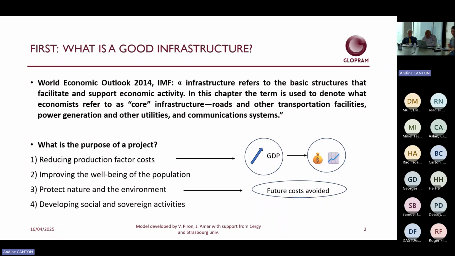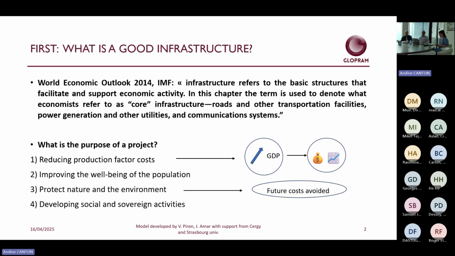Protect nature and environment. This is something else. It is crucial to avoid future expenses. But in fact, it is like an insurance. You pay immediately to avoid potential extra expenses in the future. And the model should take this approach into consideration. The environment investments are in fact insurances.